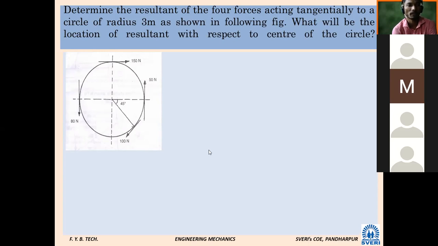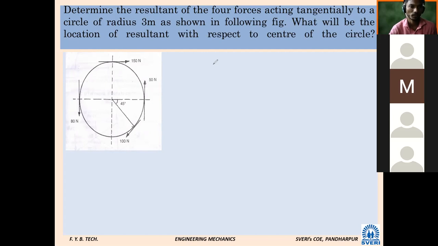So actually in this problem, magnitude and direction are not told. But we cannot directly jump to the location unless we find the resultant, magnitude, etc. So once again we have to follow our regular procedure. How many forces are there? 1, 2, 3, 4. Four forces. What is the radius of the circle? 3 meter.